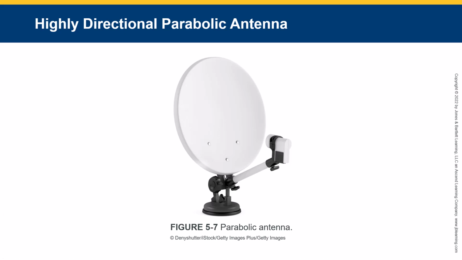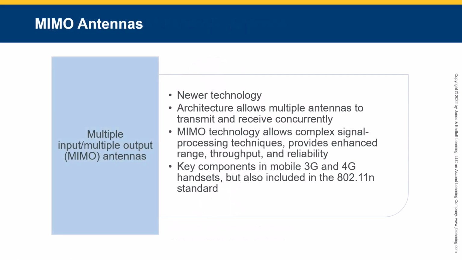What gets interesting is people think we're limited to one antenna, and that's not true. We also have what's called a MIMO antenna, multiple-input, multiple-output antennas. And this is definitely a much newer technology, very keen on 3G, 4G, and 5G or LTE for cellular, but it's also included in anything above 802.11n. With MIMO technology, this will allow complex signal processing techniques to provide better range, throughput, reliability, and resilience to wireless noise.